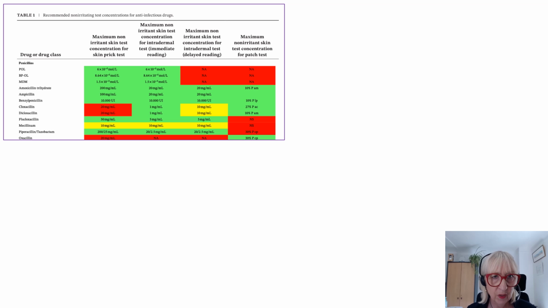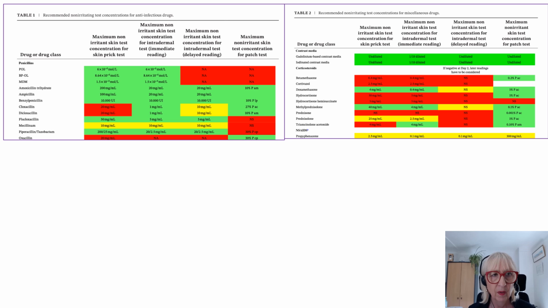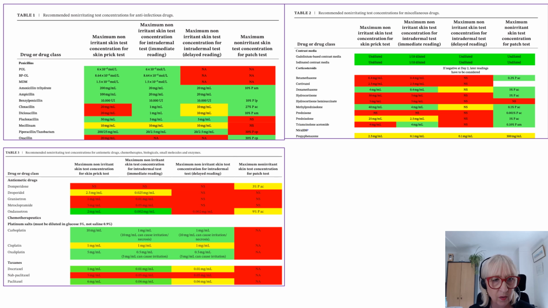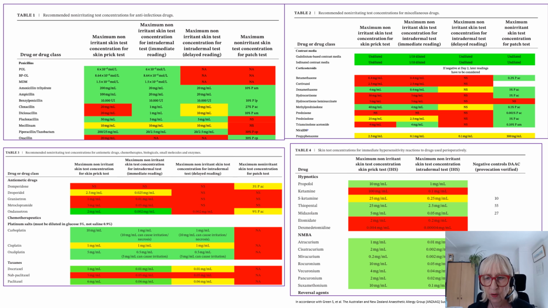On the first table, you will find many concentrations for anti-infectious drugs. On the second one, with miscellaneous drugs as radiocontrast media, corticosteroids, heparins, insulin, cardiovascular drugs. The third one concerns chemotherapies and biologicals. And the last one concerns drugs used perioperatively.